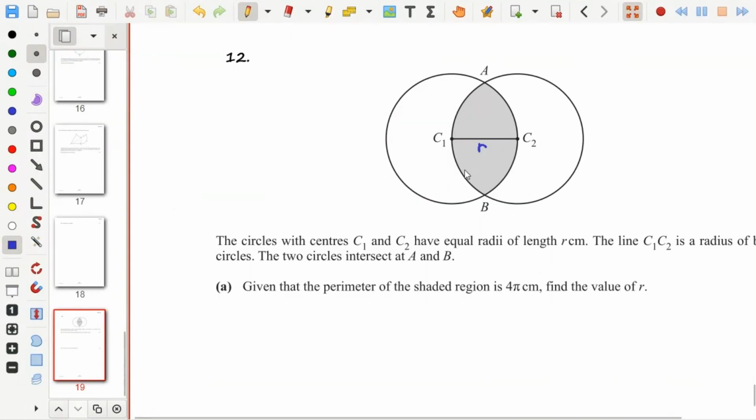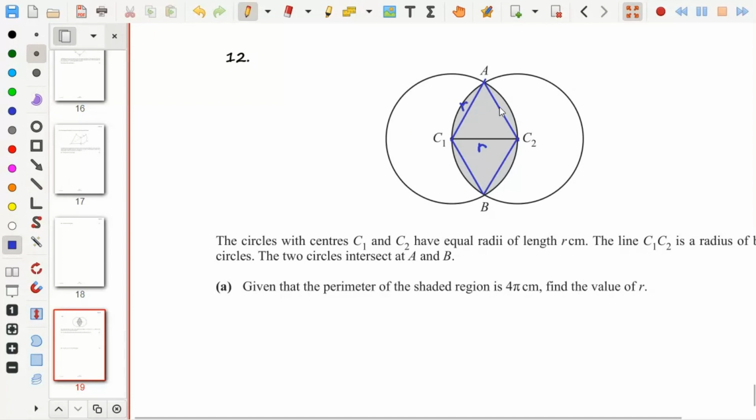So here, what I can do is connect A to C1. Have you heard of the word connect the dot? Here it's very important for you to connect A to C2 and C1. Otherwise, you really struggle with this question. I can do the same for this one, C1 to B and C2 to B. Okay.